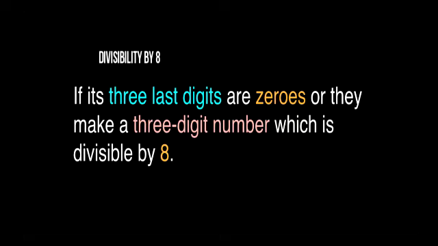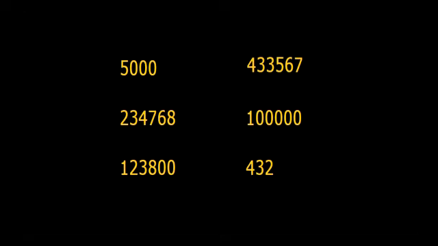Next is divisibility by 8. A number is divisible by 8 if its last three digits are zeros, or they make a three-digit number which is divisible by 8. In our examples, we will be focusing on looking at the last three digits to figure out which is divisible by 8. So let's clear out the obvious ones first.